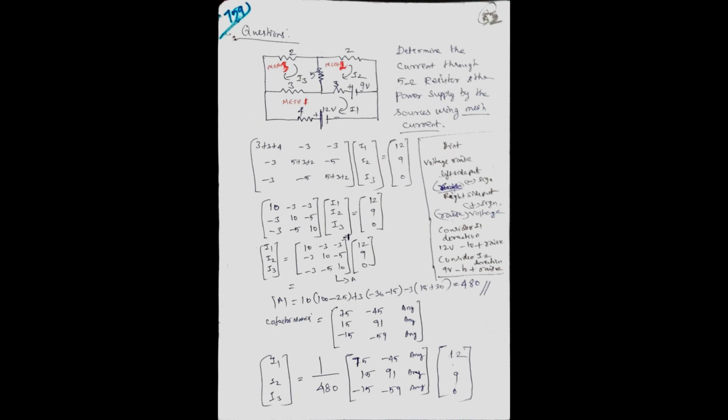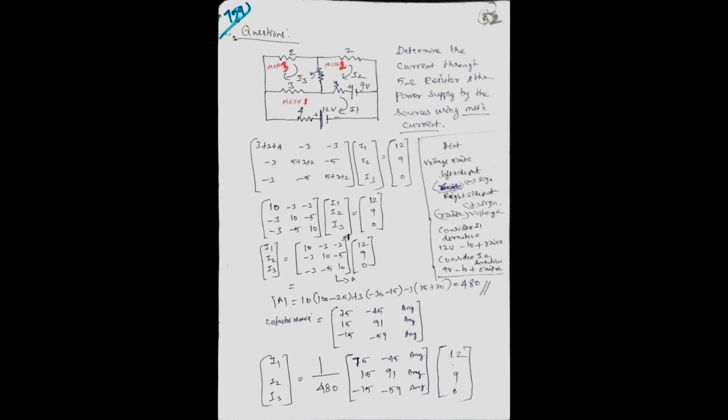Mesh 1 voltage is minus 2 plus, that is a rise. On the left side put a minus sign, on the right side put plus. Consider the I1 direction. Consider the I2 direction. Mesh 2, the 9 volt supply is minus 2 plus: left side minus and right side plus, so 9. Mesh 3 has no voltage supply, so 0.